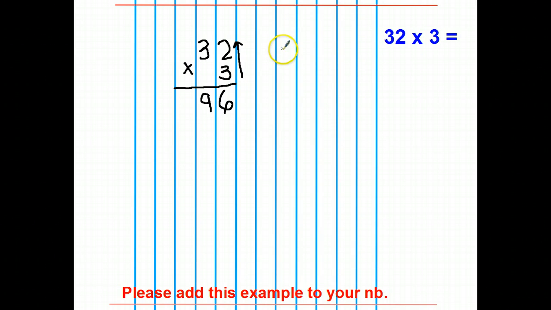Can I check it? Well, I could, because if you remember that multiplication is simply repeated addition, and when the numbers are small, I could do this. 2 plus 2 plus 2 is 6. 3 plus 3 plus 3 is 9. So that's one way of checking. But I wouldn't recommend that with very large numbers.